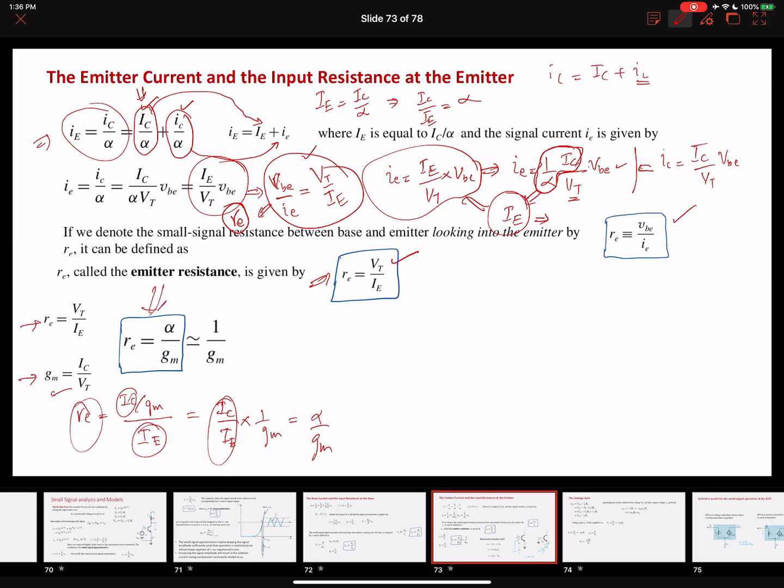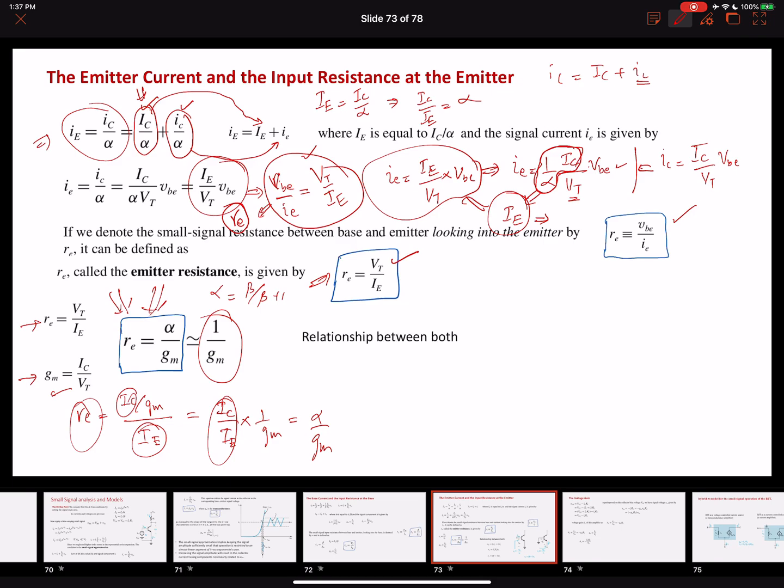Again, we know that alpha usually equals beta over beta plus 1. Beta values are very large, so alpha is approximately equal to 1, very close to 1, approaches 1. So that is why it can also be written as 1 over GM. However, also remember this equation. This is the emitter resistance in the common base model.